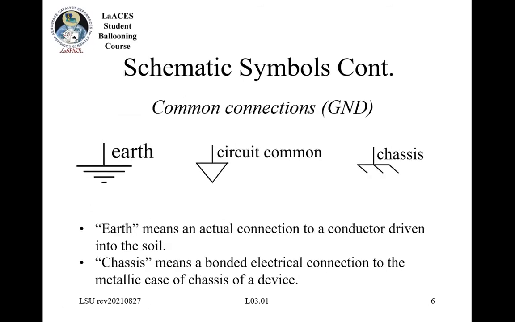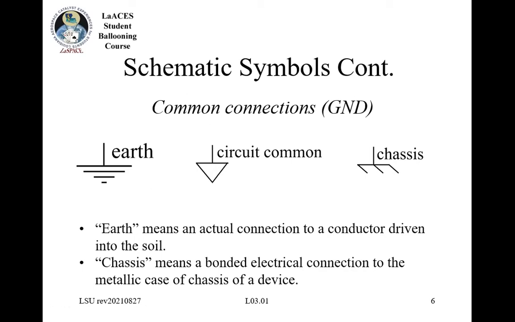Okay, so to continue talking about grounds, this is usually considered an earth ground. Okay, and so when I say earth ground, what is that? So on your wall plug, you have that bottom pin that actually goes to an earth ground. And so it's really a conductor driven into the soil, okay? Then we have this little triangle that typically means a circuit common. So that's just a ground on a schematic.